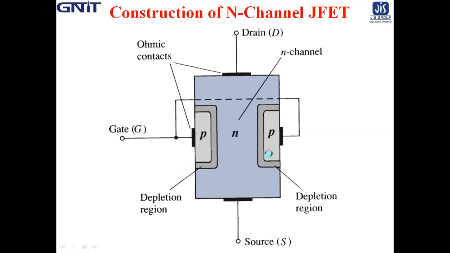The current flows along the length of the bar when a voltage is applied between the two terminals. This current is due to electrons as majority carriers. So this is the basic structure of an N-channel JFET. The JFET has three terminals which are known as source, drain, and gate.